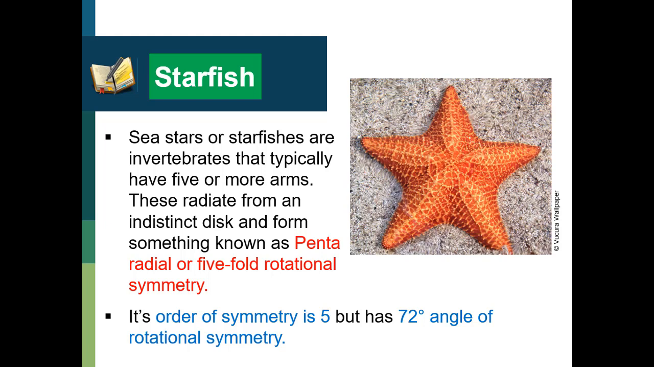Why? Because if you rotate a starfish, before it reaches 360 degrees, it will coincide with itself 5 times. So if you imagine rotating this, it will coincide with itself 5 times throughout 360 degrees. And it has a 72-degree angle of rotational symmetry. How do we come up with that? That is 360 degrees divided by 5, which gives you 72 degrees.